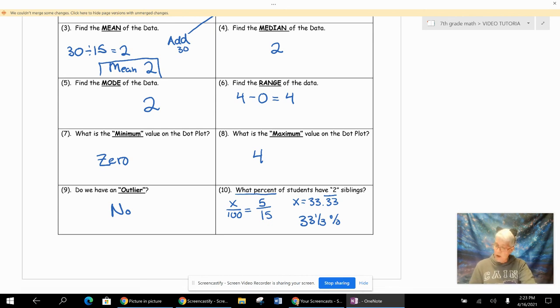All right, so we've covered everything. I hope you understand the dot plot. If you're a little bit confused, just come and ask me about it.